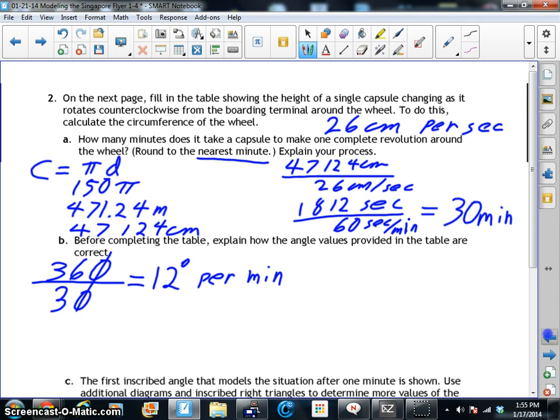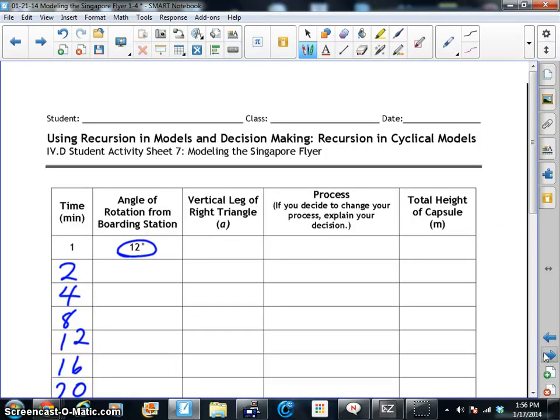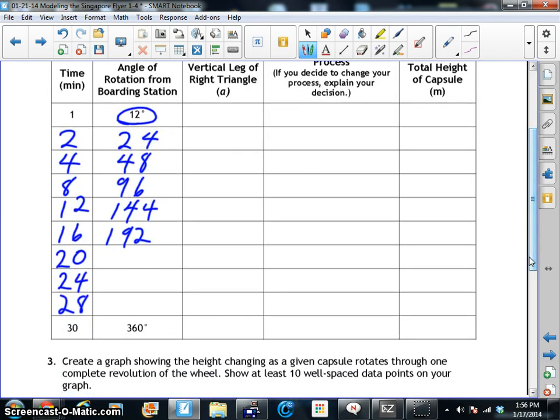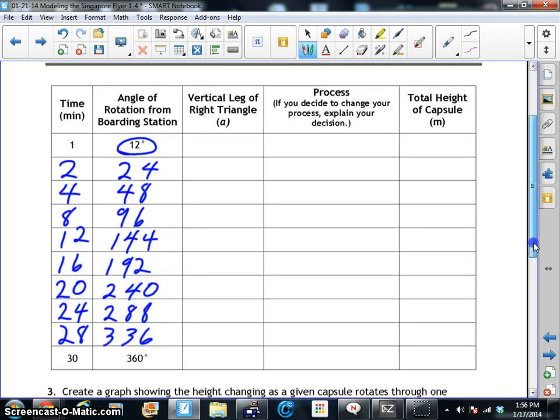So let's go ahead and fill in that part of the chart. I'll give this to you guys. So this is 24, 48, 96, 144, 192, 240, 288, and then finally 336. So we have all that nice fun stuff right there.